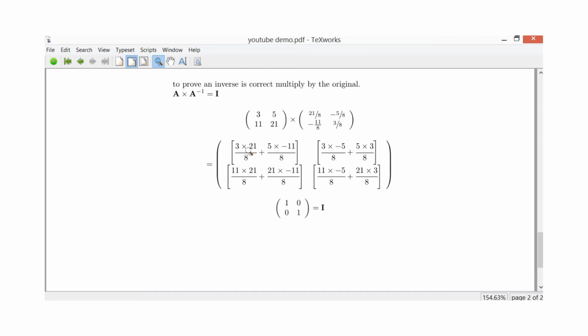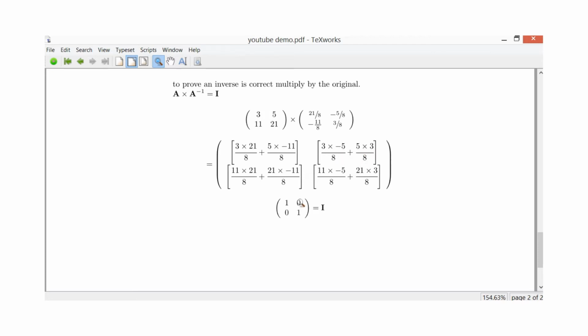Then if you do all the calculations here, 3 times 21 is 63 over 8. 5 times minus 11 is minus 55. So 63 minus 55 is 8 over 8, which gives us our 1. This one here: 3 times minus 5 is minus 15. 5 times 3 is plus 15. So minus 15 plus 15 is 0.